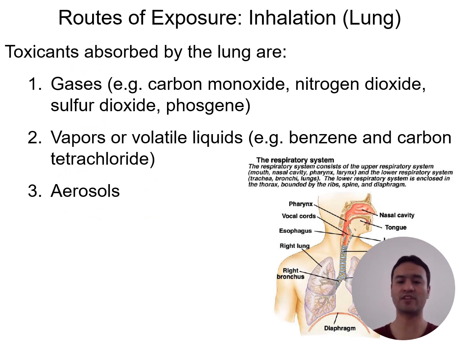Okay, the second route of exposure is the lung. Usually the toxicants or compounds that are absorbed in the lung are gases. Second one is vapor and volatile liquids, and the third one is aerosol. And we also learned last time that certain small substances, for example asbestos, can also be absorbed by the lung, depending on the size of the particle.